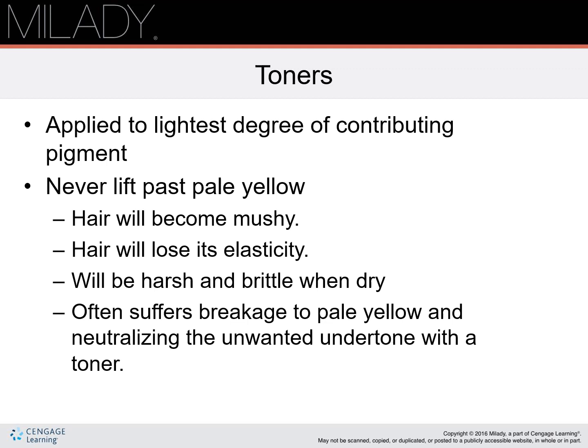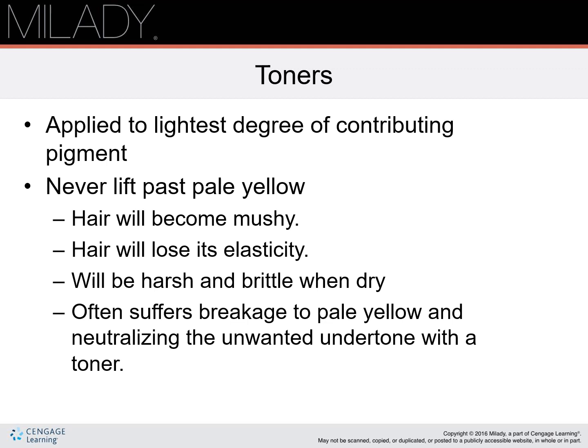Let's talk about toners. So traditional toners are semi-permanent, demi-permanent, long-lasting semi-permanent and permanent hair color products that are used primarily on pre-lightened hair to achieve a pale or delicate color. Okay, so again, they can be permanent, semi-permanent, demi-permanent. Most common for a toner, I use a demi-permanent. I do that because they last a little bit longer. Most toners do not come in a permanent color line. There are some out there, but for the most part, demi-permanent is going to be your best bet.